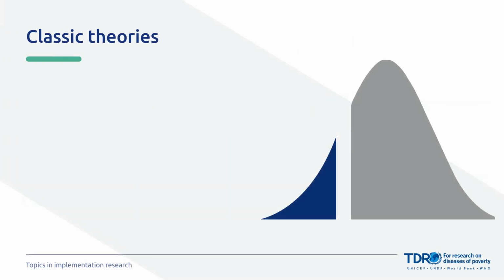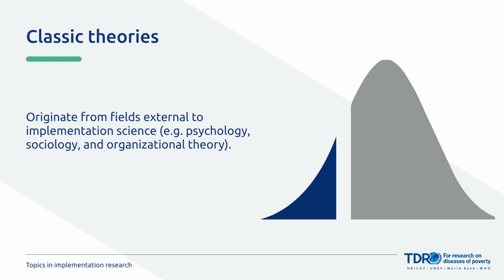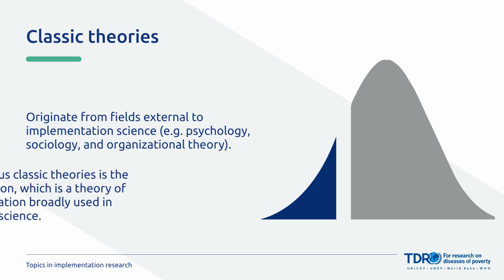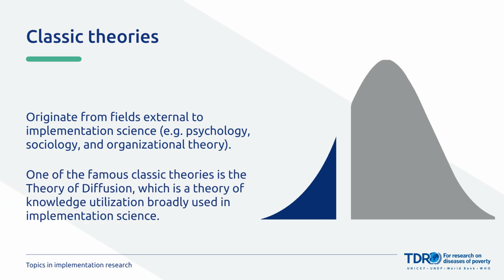Classic theories originate from fields external to implementation science, for example, psychology, sociology, and organizational theory. One famous classic theory is the theory of diffusion, which is a theory of knowledge utilization broadly used in implementation science. Through this process, knowledge or innovation could be communicated through various channels to a targeted audience.